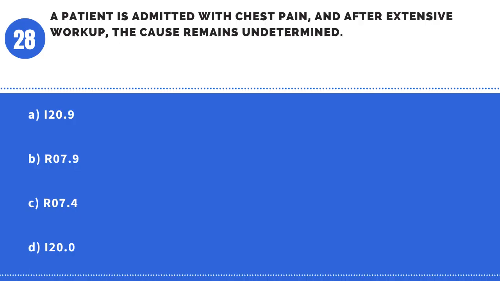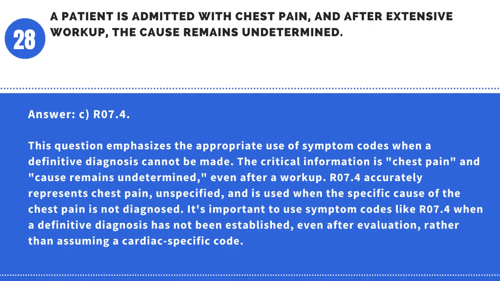Question 28. A patient is admitted with chest pain, and after extensive workup, the cause remains undetermined. A. I29. B. R07.9. C. R07.4. D. I20. Answer: C. R07.4. This question emphasizes the appropriate use of symptom codes when a definitive diagnosis cannot be made. The critical information is chest pain and cause remains undetermined, even after a workup.